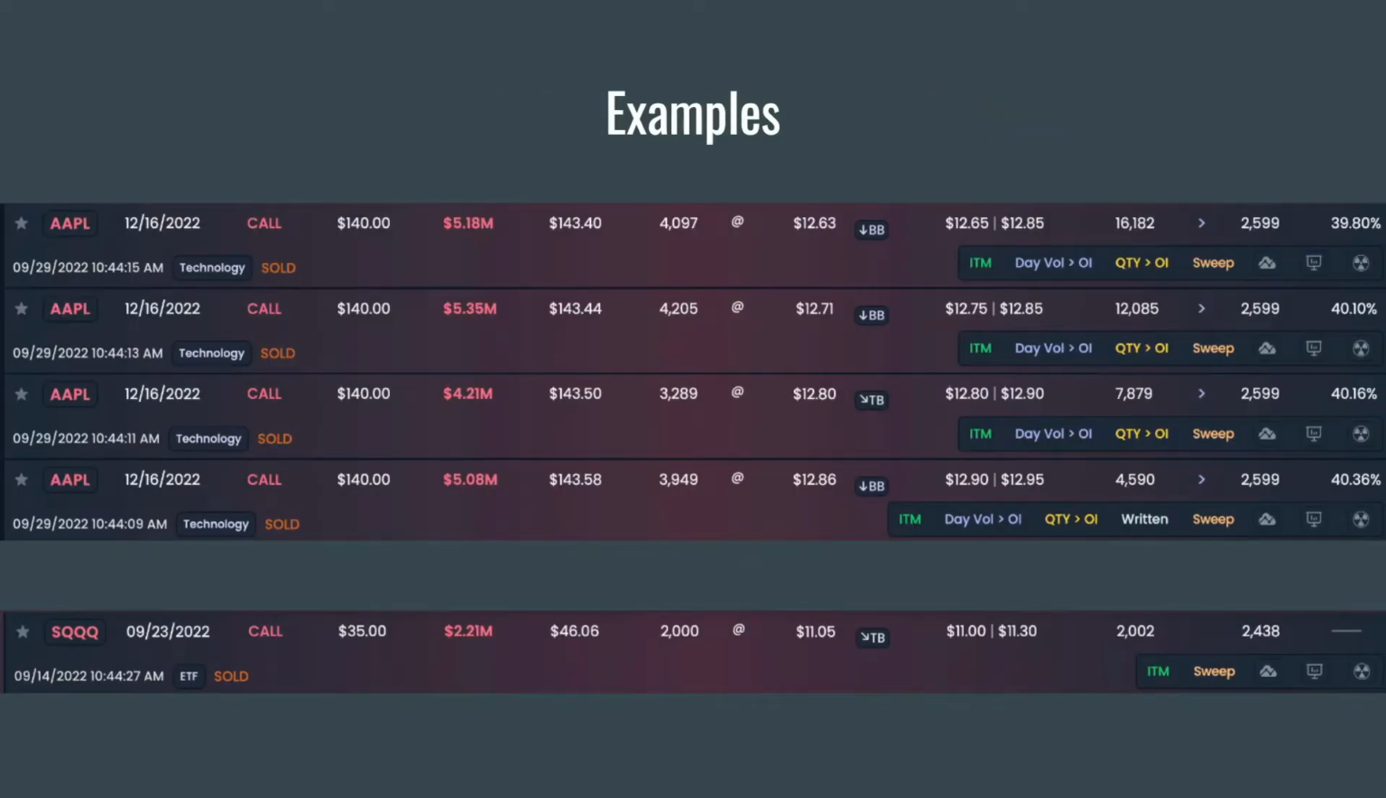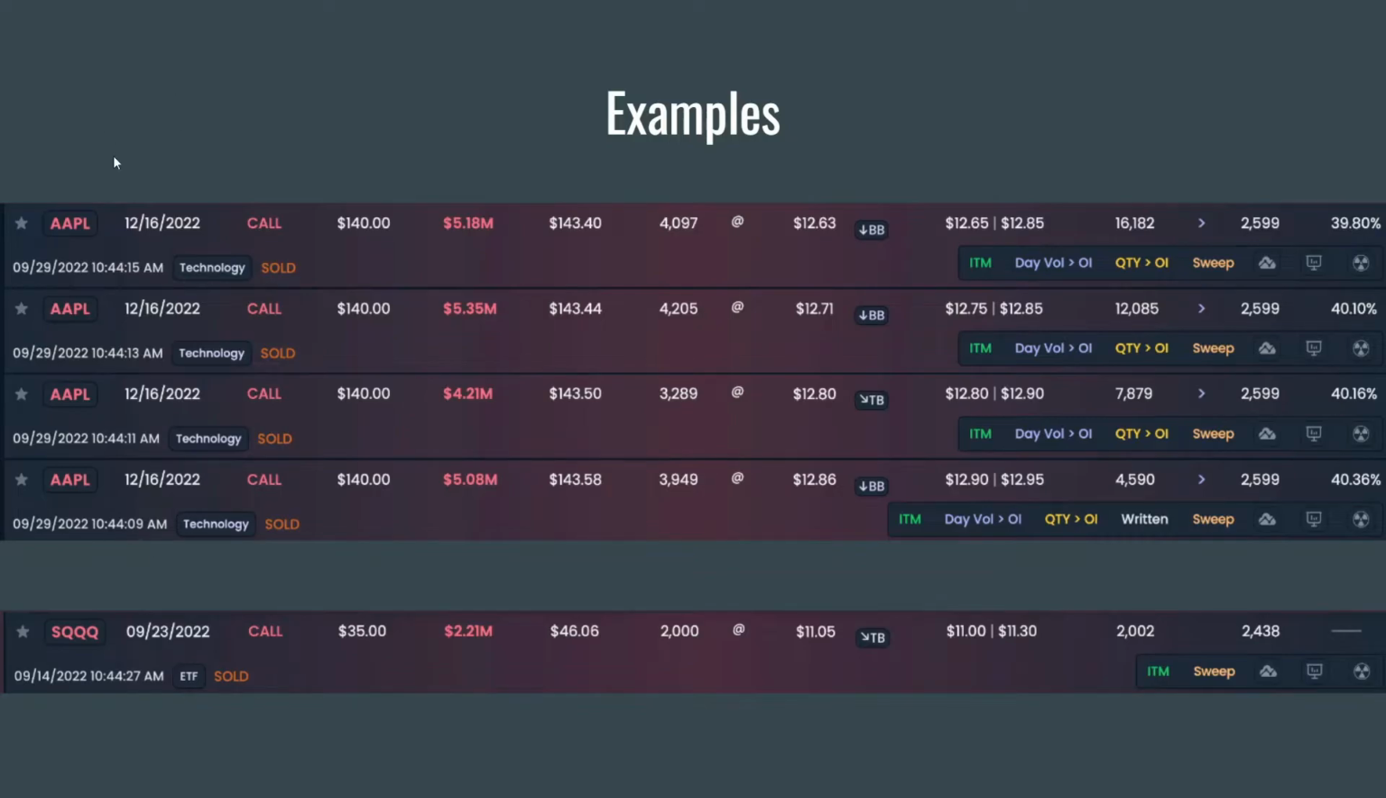So for example, we have Apple December 16th, 140 calls. We see here that these were hinting at sold. This was provided by WhaleStream. We see that these are traded below bid, except for this one, which was towards the bid. And this time we didn't have it sorted by total cost. We had it in time.